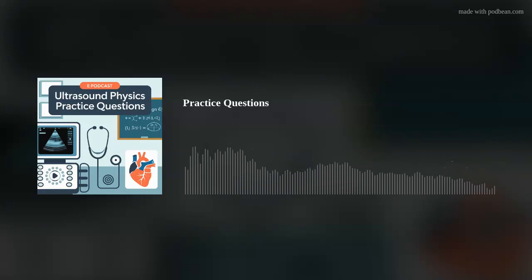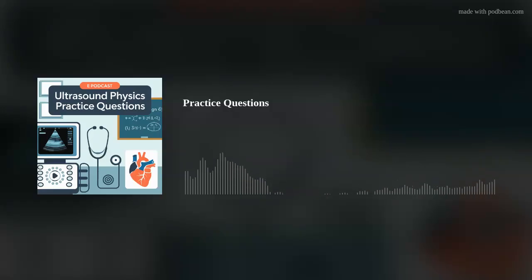This one is about axial resolution testing. It asks which rod group would be used to test axial resolution. Can you explain what axial resolution testing is and how it works? Axial resolution testing is how we check if the ultrasound system can tell apart two objects that are close together along the direction of the beam. It's like checking how good its depth perception is.